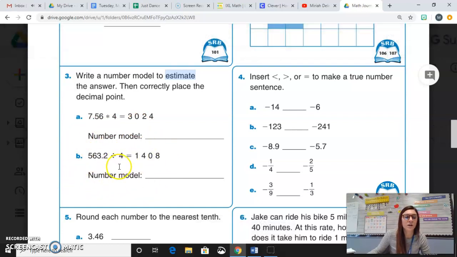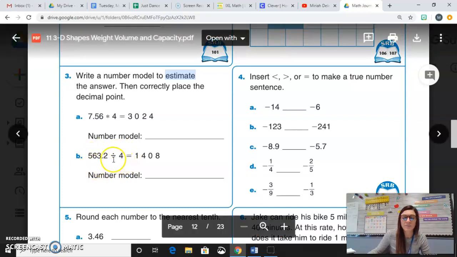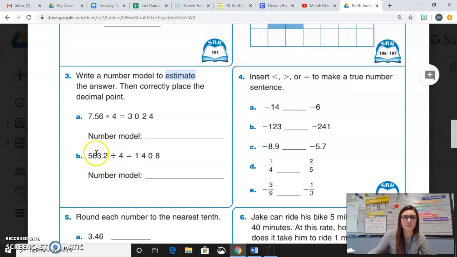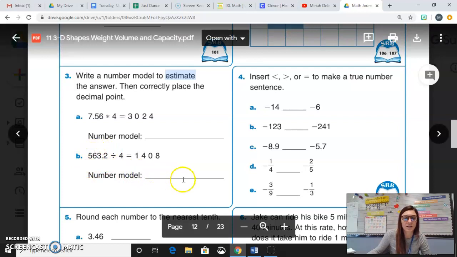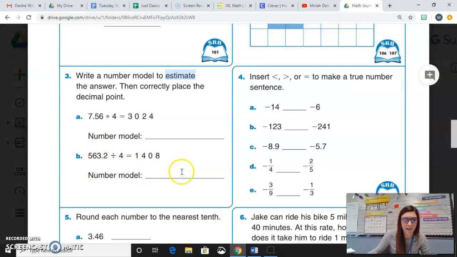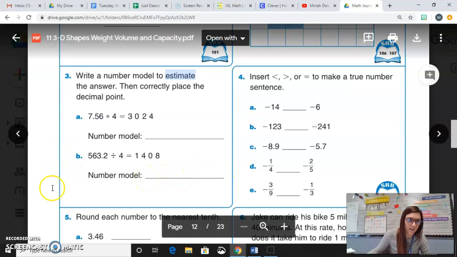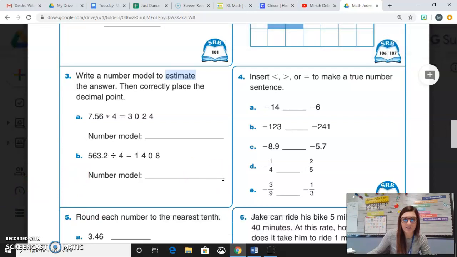For this next one, 563.2 divided by 4. Well, I'm going to figure out something that's going to be easily divisible. So what I'm going to do is I'm going to round this 563 to 600. Close enough. So I'm going to do 600 here divided by, let's do 5, because that's easy, equals. If you don't know what 600 divided by 5 is, you're going to have to go over here and write it out. 600 divided by 5 and figure out your answer. Then when you have your answer, you're going to insert your decimal here to what would it be close to.